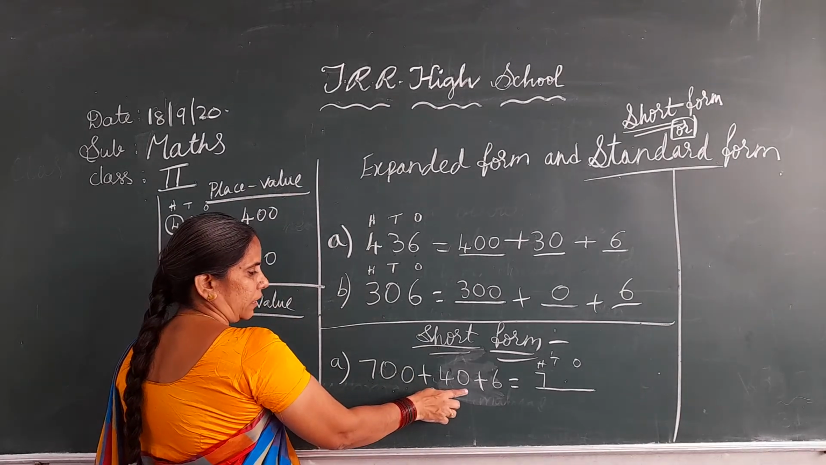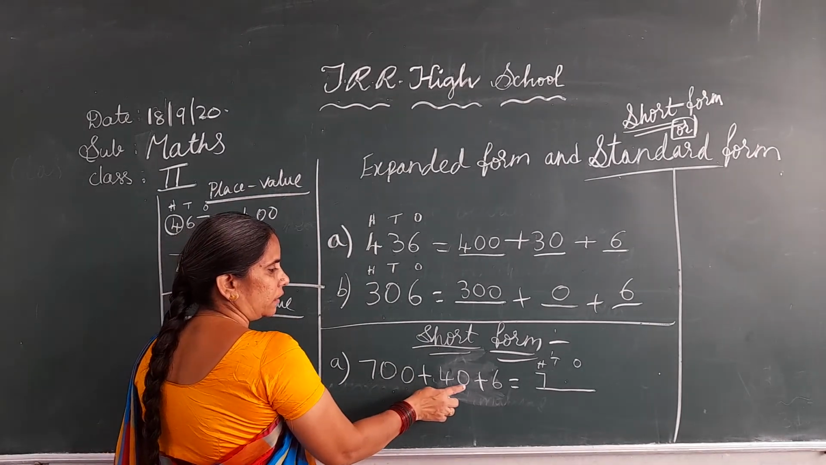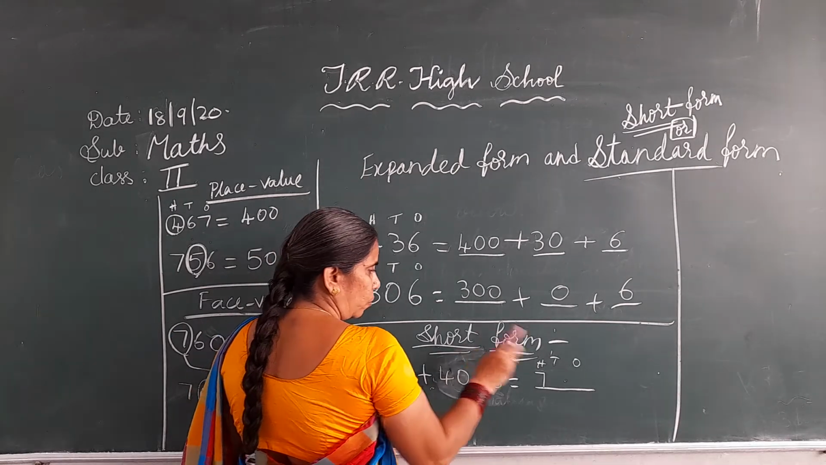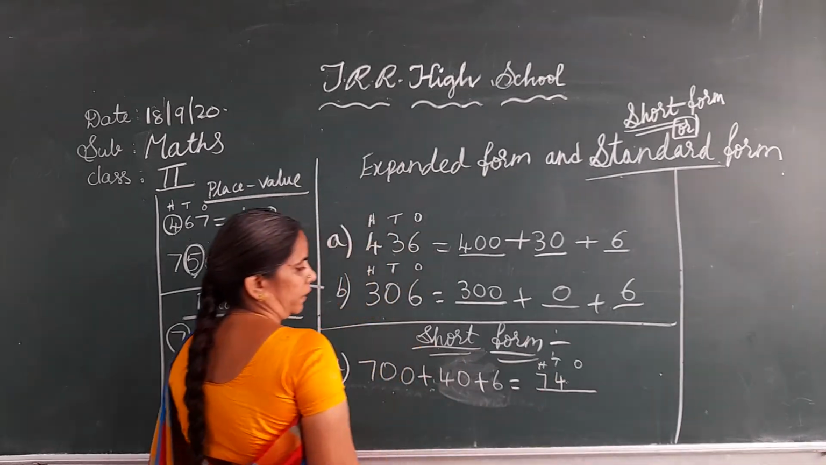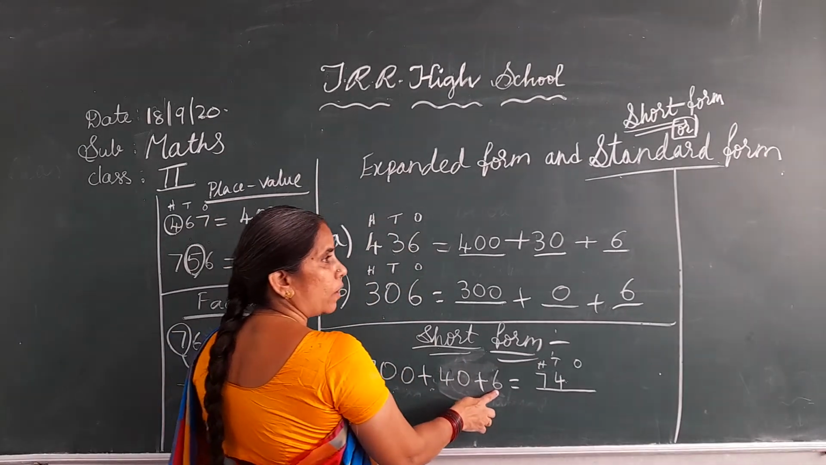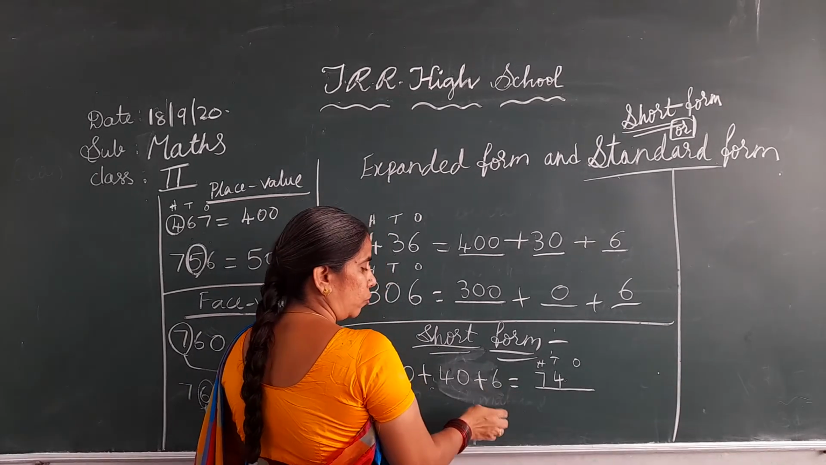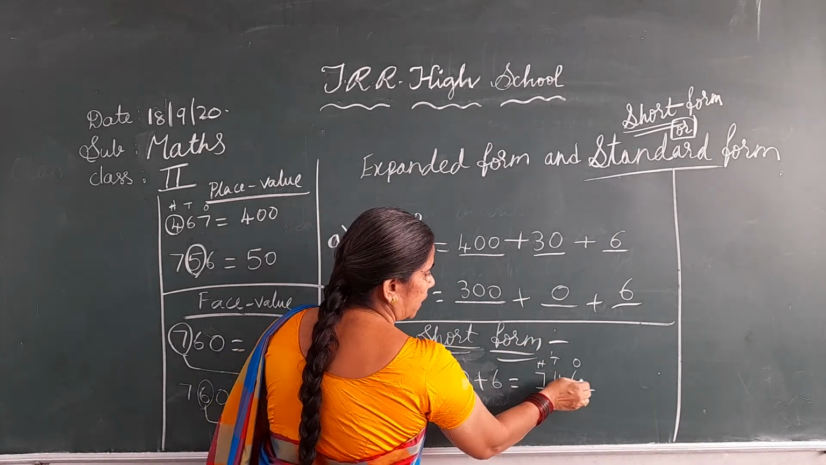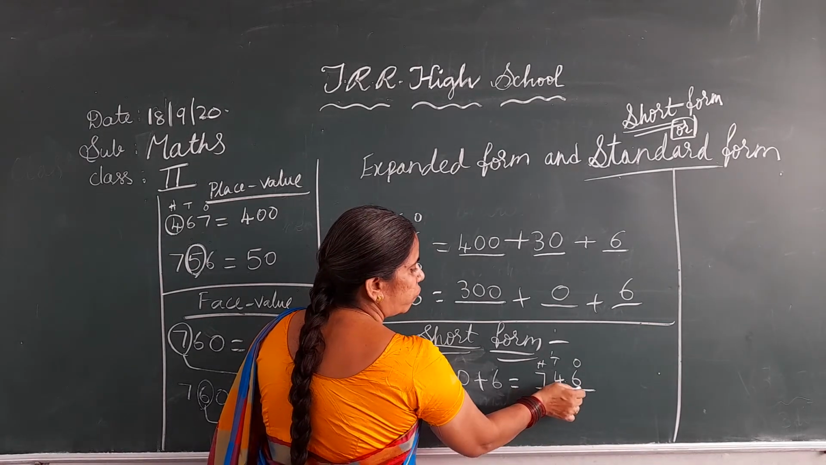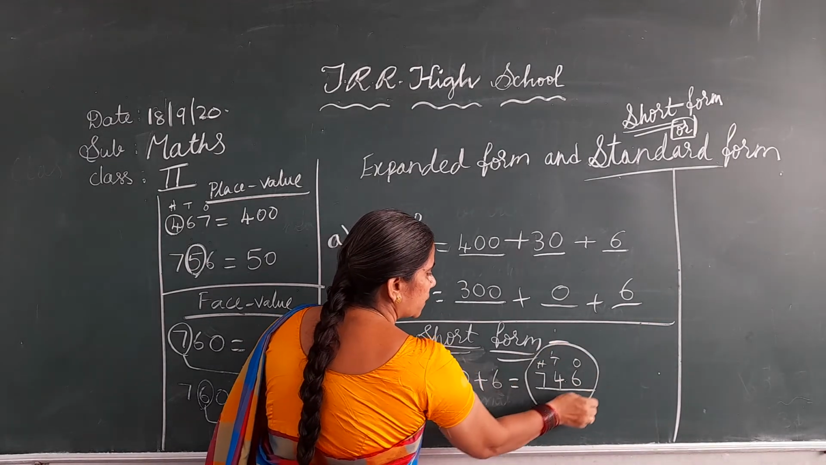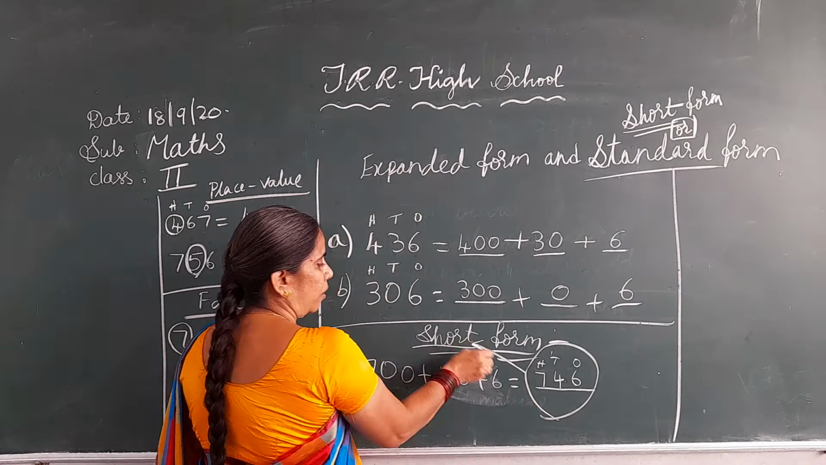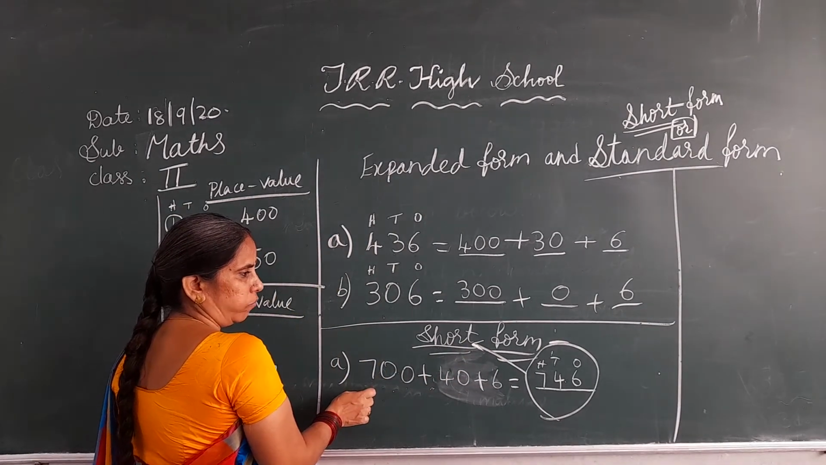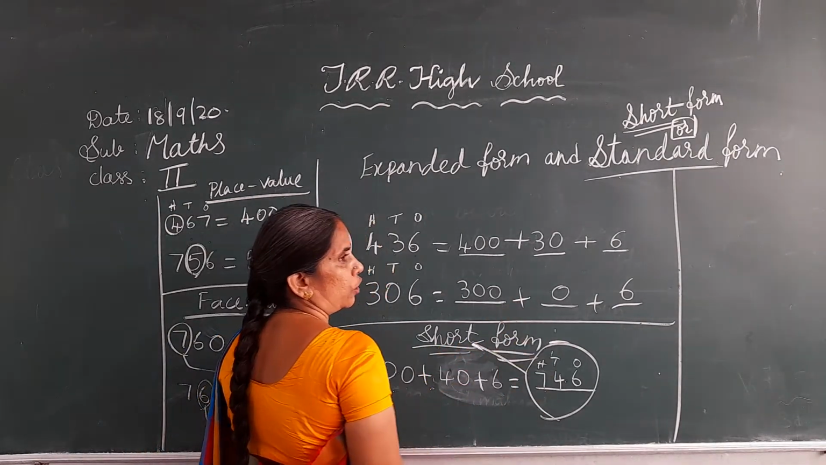Next, 40. 40 means this is in the tens place, so only the single digit 4 you will write. Next, this is the ones place. How do you know? Single digit ones. 6 you write here. 746. This is the short form. This is the expanded form and this is the short form.